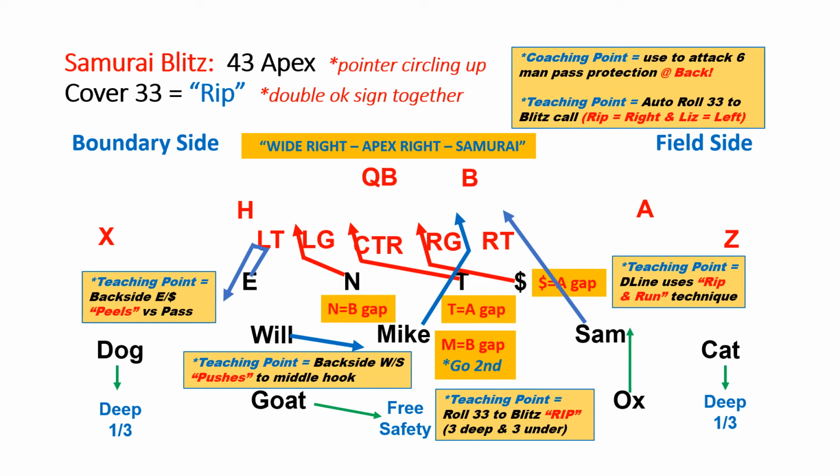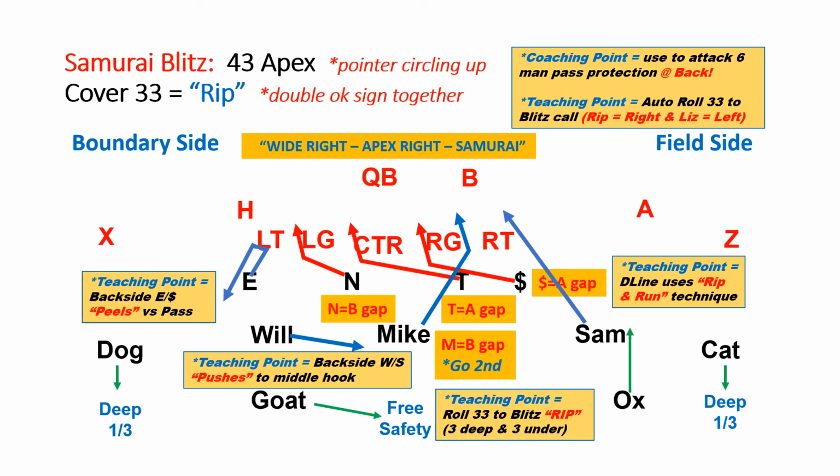So here's an example of your samurai where you're going to see we've got the strong end and the tackle going to the 2 A gaps, the backside nose guard is going to go B, and then that backside end is going to hit and peel versus pass. The backside Will is going to push to the middle versus pass. That allows us to bring the Mike and the Sam in the B and the C gap. And then as we said, here's our rip technique where we're going to roll right into our cover 3.